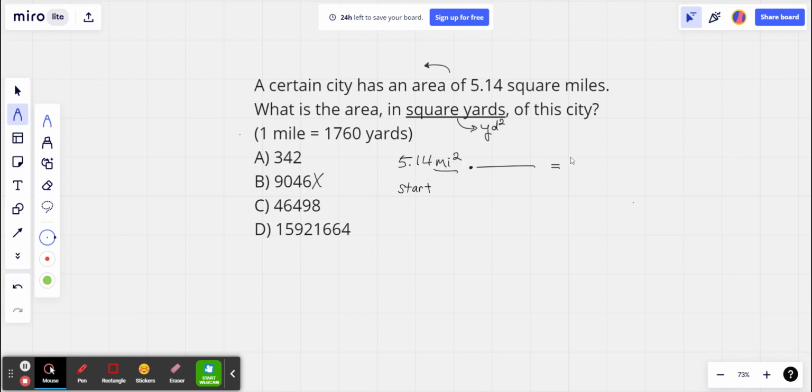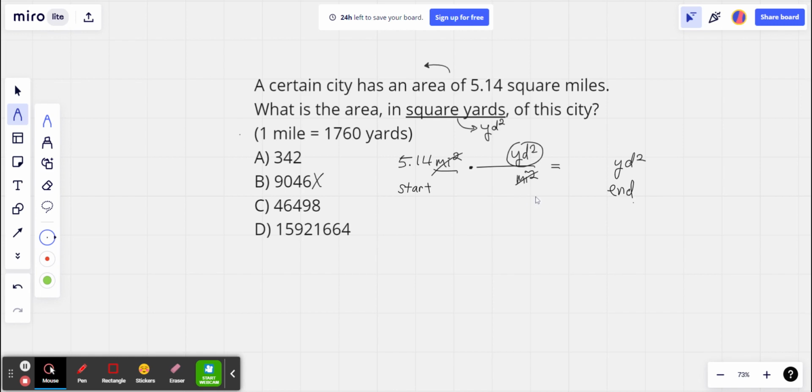Our goal units, what are our goal units? Well, it says, what is the area in square yards? So our goal units are yards squared. So I have to figure out how to get from miles squared to yards squared. In order to do that, I need to divide out the miles squared, so those are going to go in the denominator. And I need to multiply by yards squared. Okay? And that will get rid of the miles squared here and create the yards squared in the numerator, which is what our answer is supposed to be in.